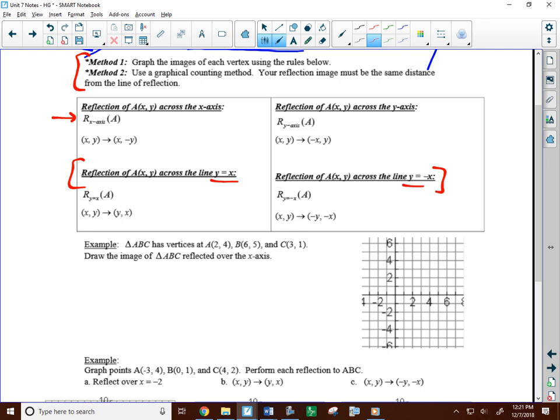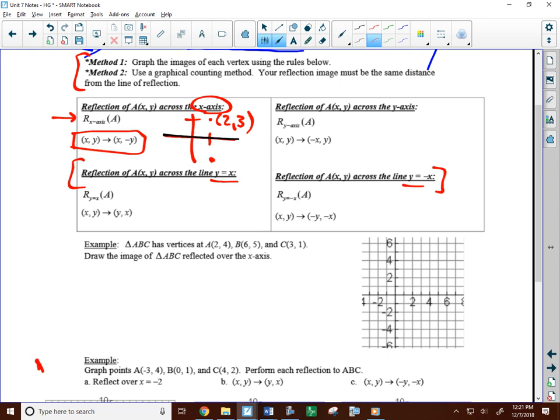The first one in all of these is a different way to say reflection, but I'm just going to focus on this way. (x, y) arrow, and then something there. Okay, so let's do an example. X-axis. Say I had the point (2, 3). And I want to reflect over the x-axis.